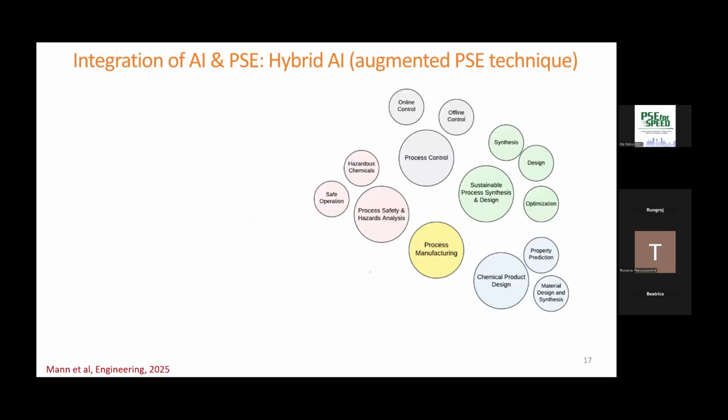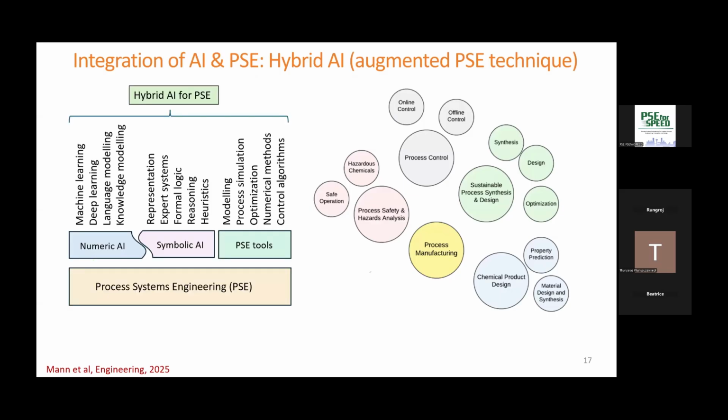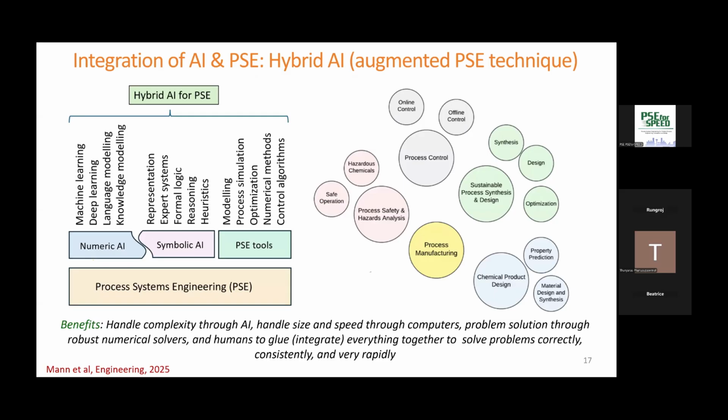So now all of these tools of process systems engineering, of AI, we mix together and we have the hybrid AI. And here, AI is handling the complexity. Computers are handling the problem size and speed of solution. Numerical solvers and machine learning tools are giving us robust solution techniques. And then we humans, we glue everything together. So we have a role also.